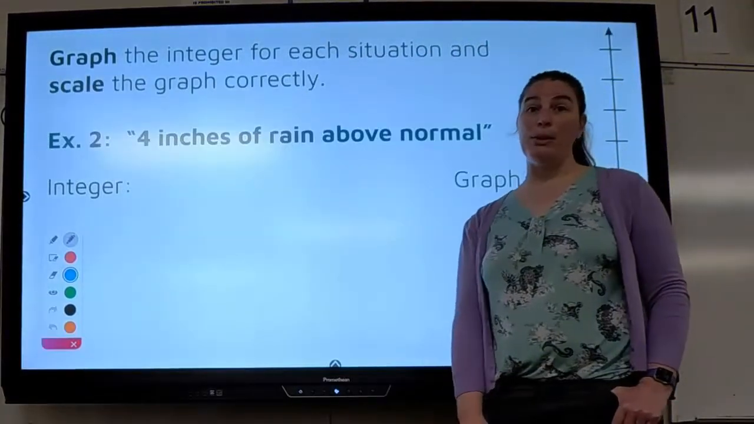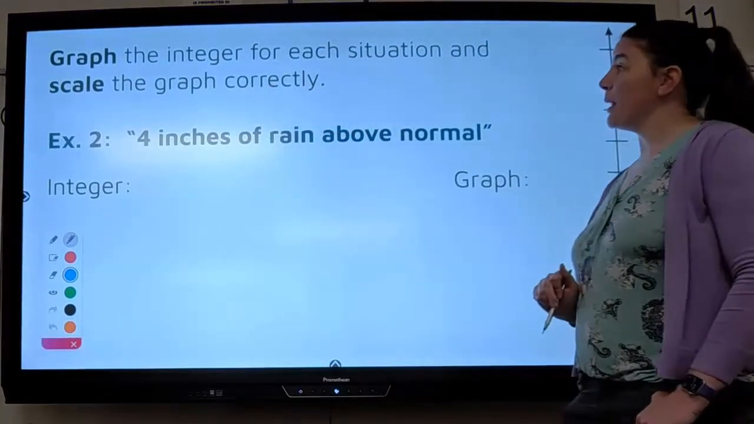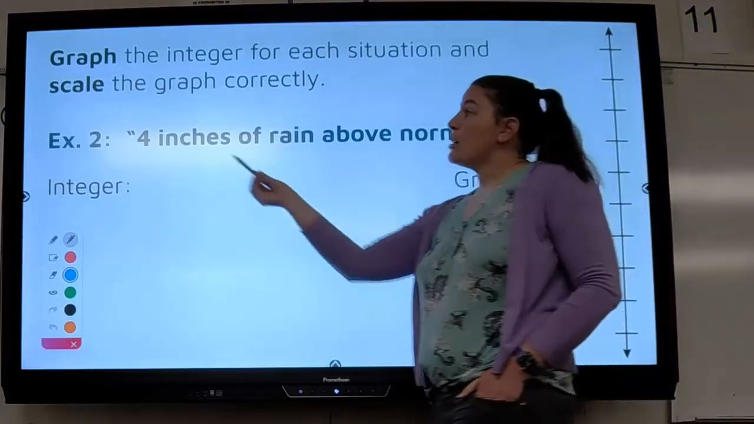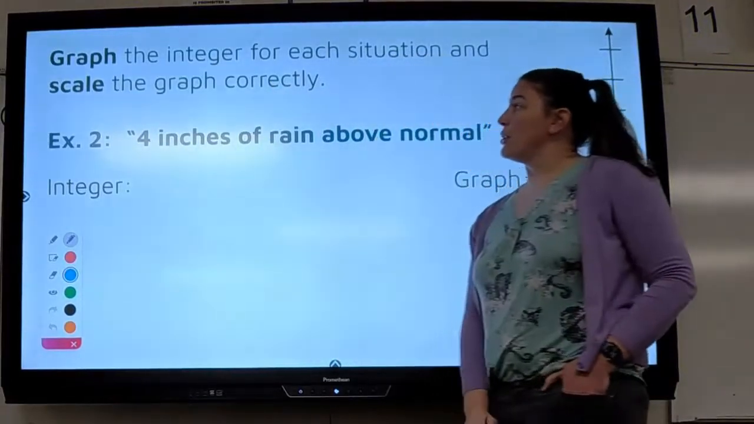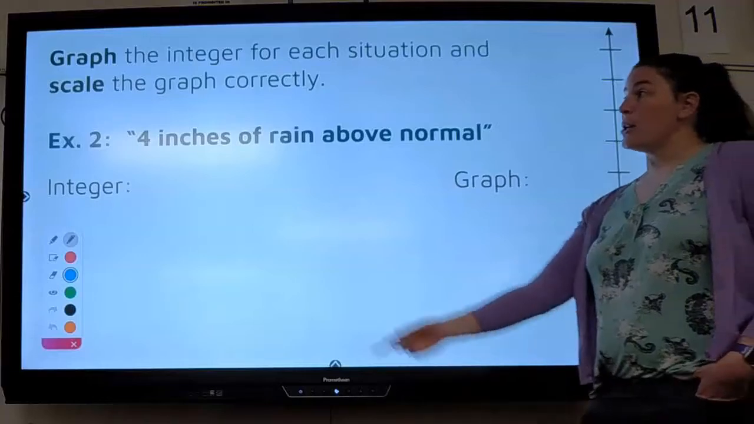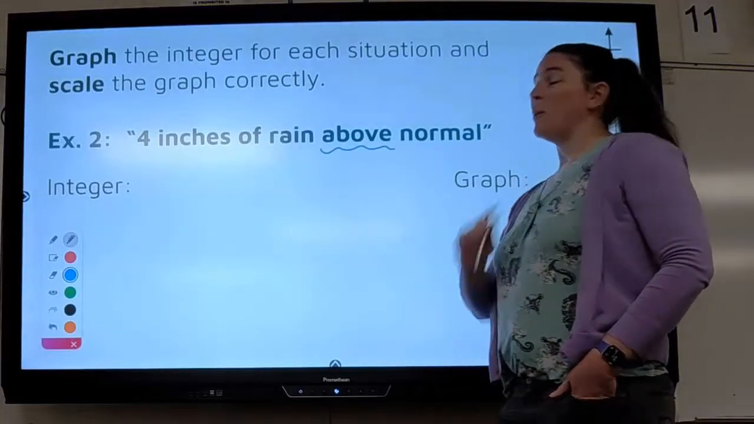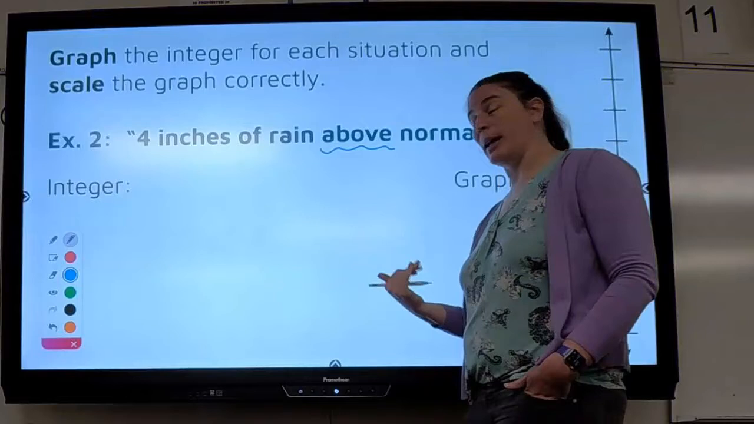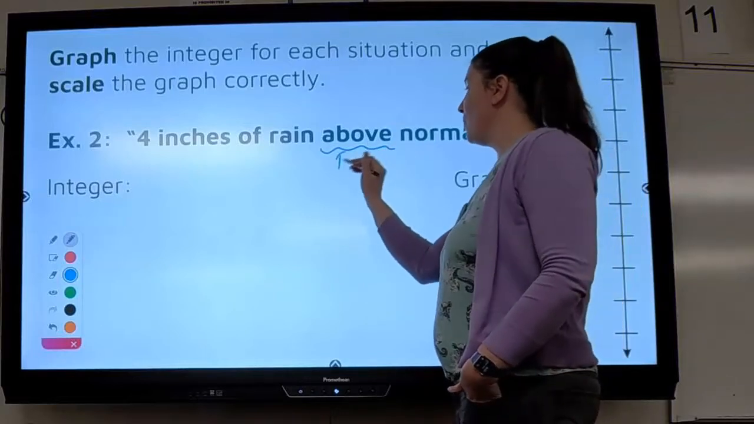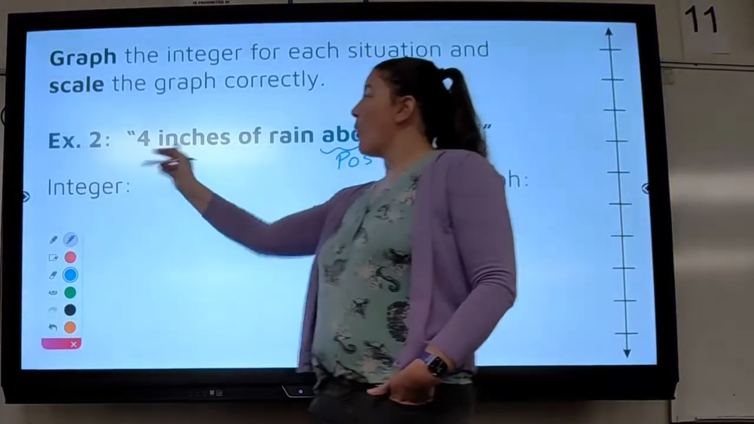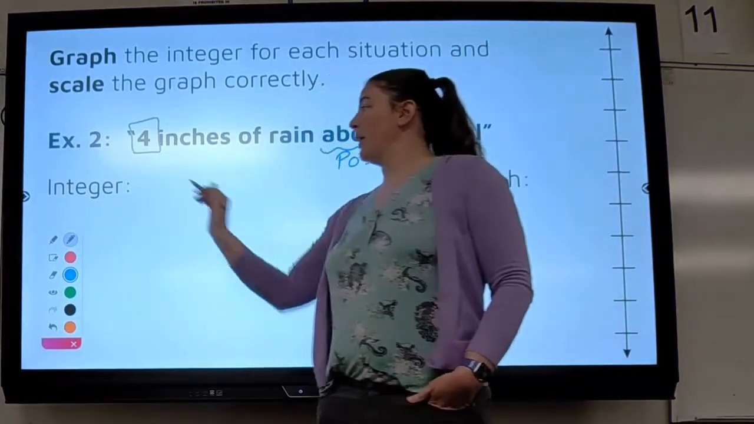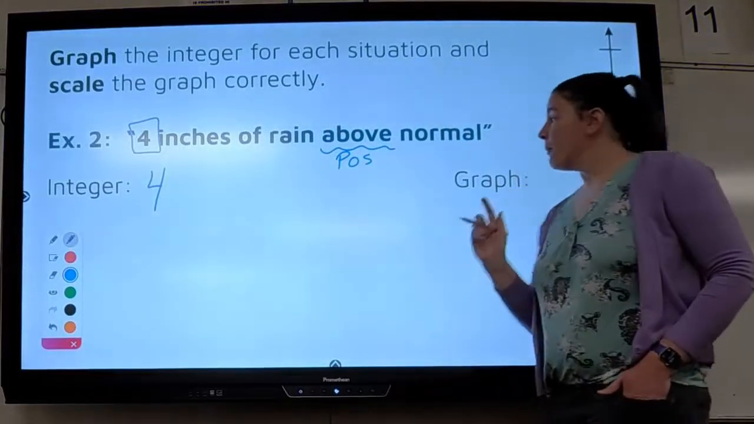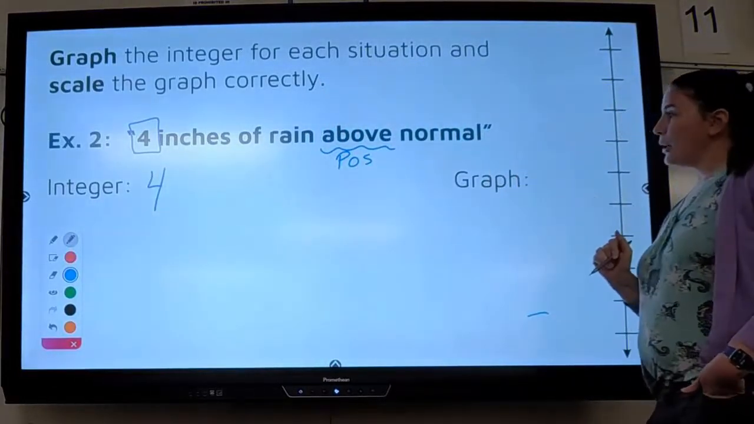We have example 2. So same thing, we need to graph and scale it correctly. For example 2, we have 4 inches of rain above normal. So above, what type of word is that? You're looking for the words that tell us if it's positive or negative. In this case, above would be positive. So I'm going to use this number here, so it would just be positive 4. We don't need to put the positive before that. And then we're going to go ahead and graph.